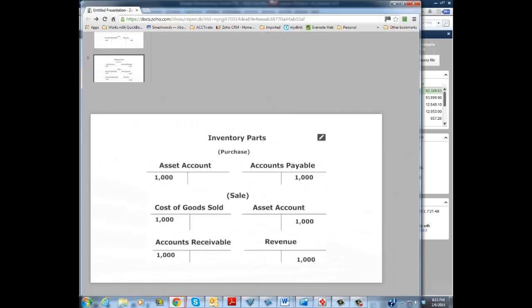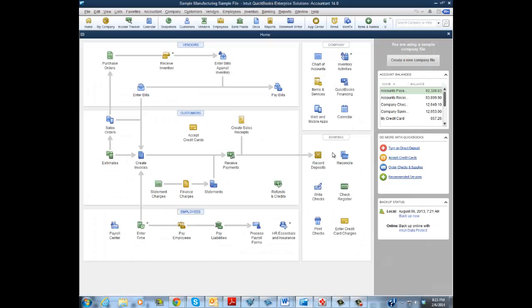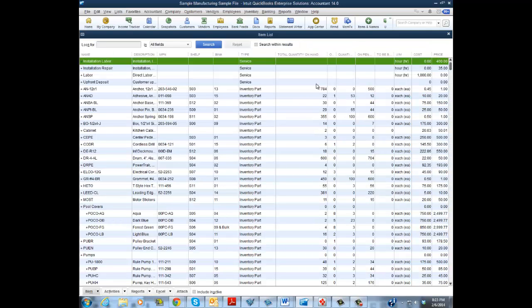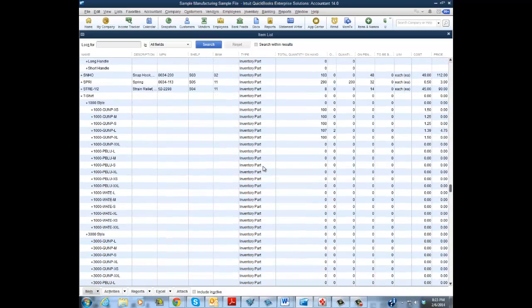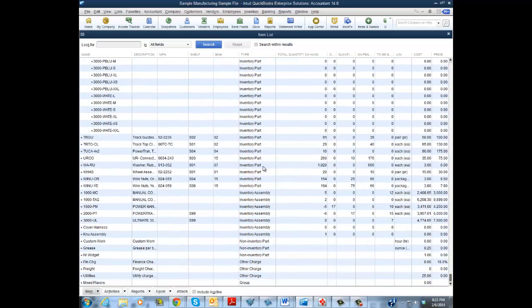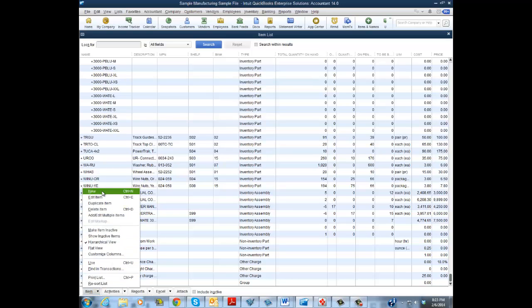So let's flip back to our QuickBooks, and let's go over items briefly. So you can see here on our item list, this company uses inventory parts, assemblies, and non-inventory parts. One thing to point out here, though, is to see the total quantity on hand. For inventory parts and assemblies, the quantities are tracked. However, for non-inventory parts, they're not. And let me show you how and why.